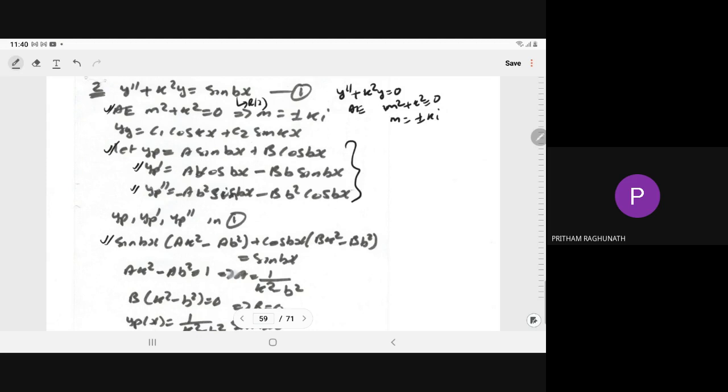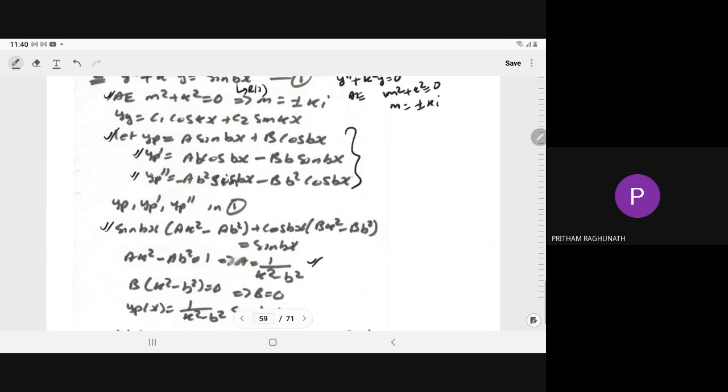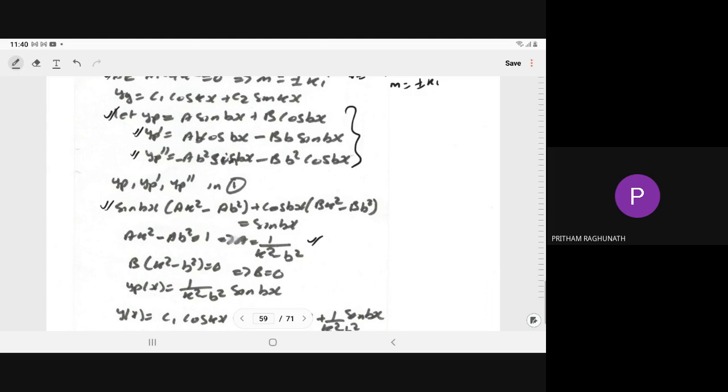Here we have sin bx into a k square minus a b square plus cos bx into b k square minus b b square is equal to sin bx. If you compare the coefficient of sin bx on both sides, you have a k square minus a b square is equal to 1. So that will give you a is equal to 1 upon k square minus b square, and b into k square minus b square is equal to 0. So that will give you b is equal to 0. That is possible only when k is not equal to b.